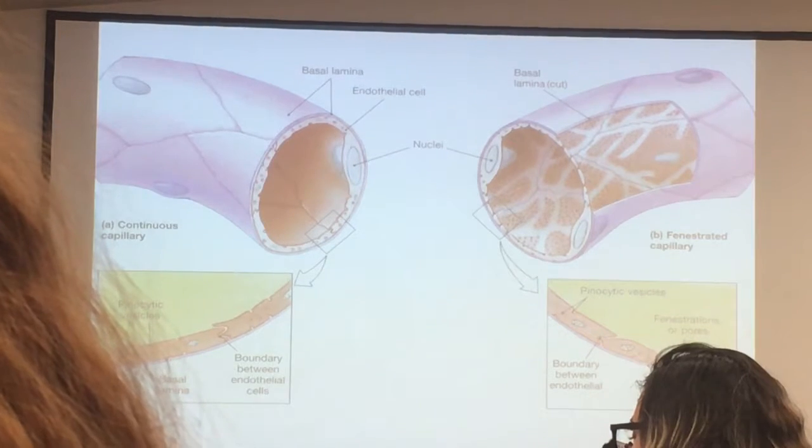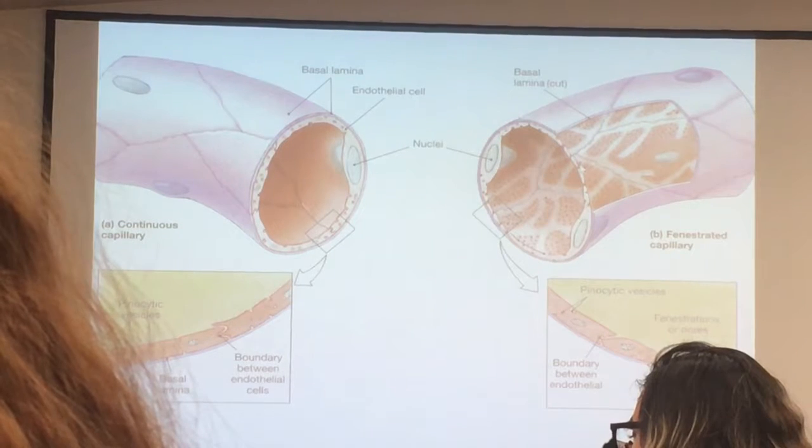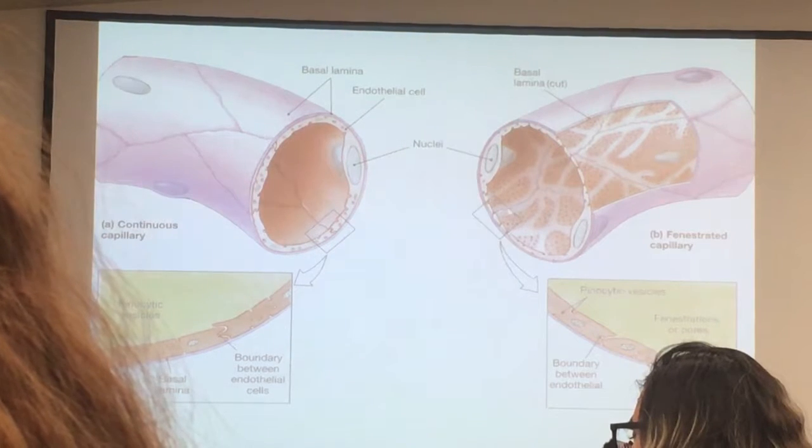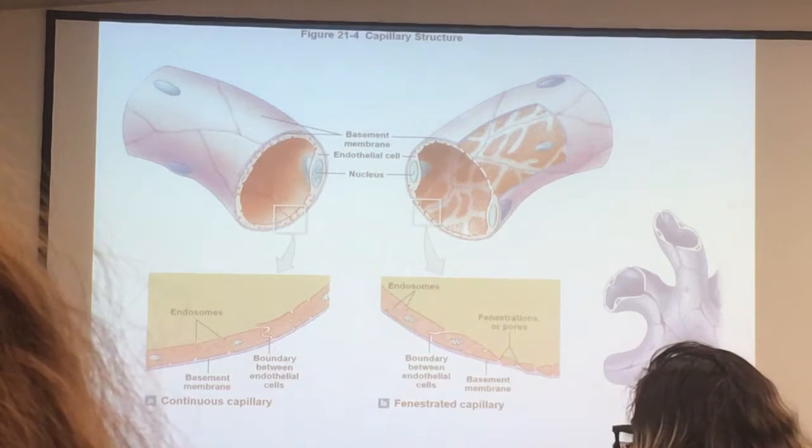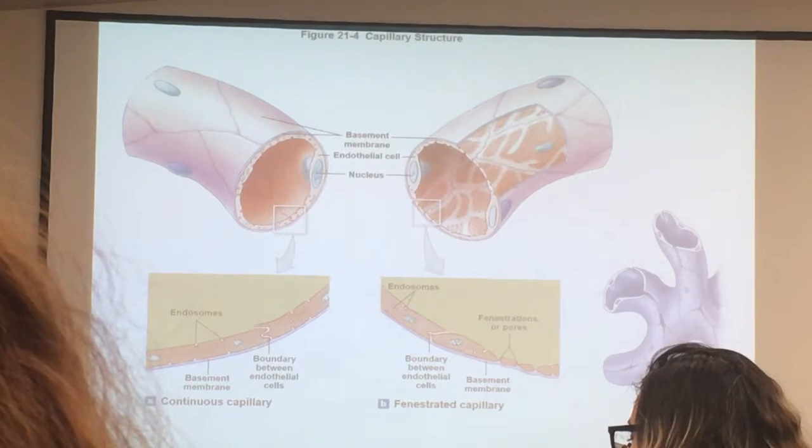In the old textbook, they also show you this continuous and fenestrated, and in the new one, they put in the third one, sinusoid. They show you it has a big gap, and this one has small holes, and this one has very tight junctions.